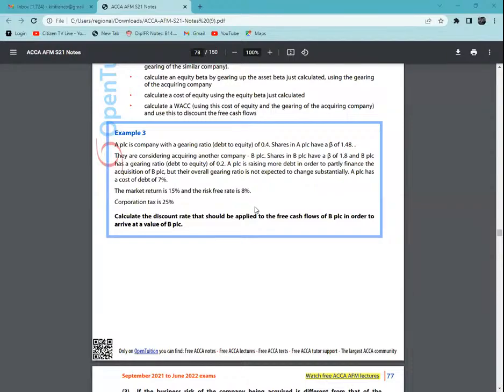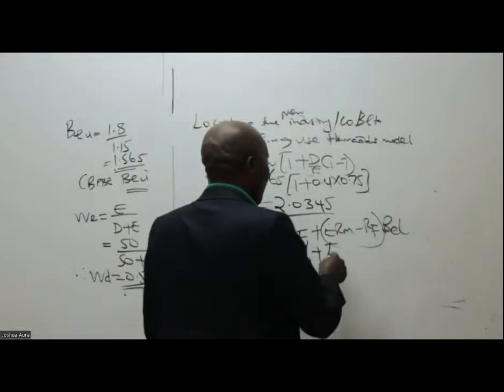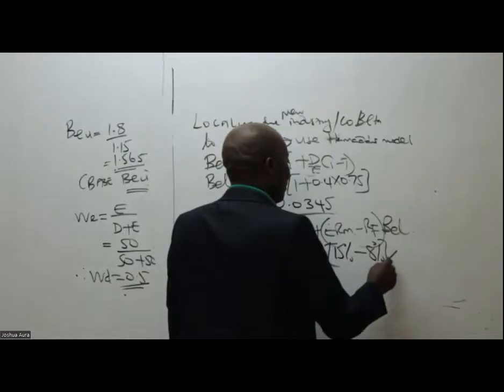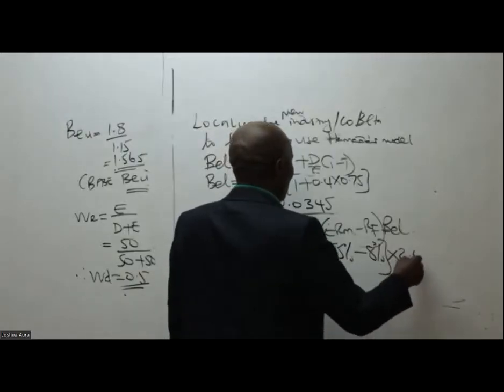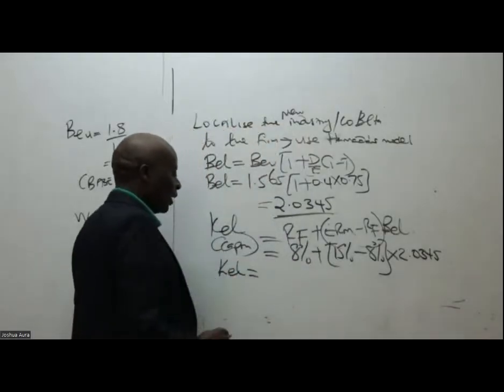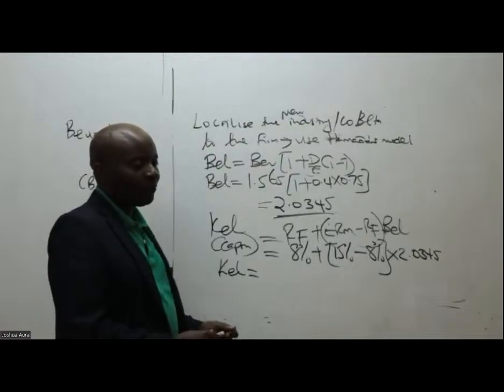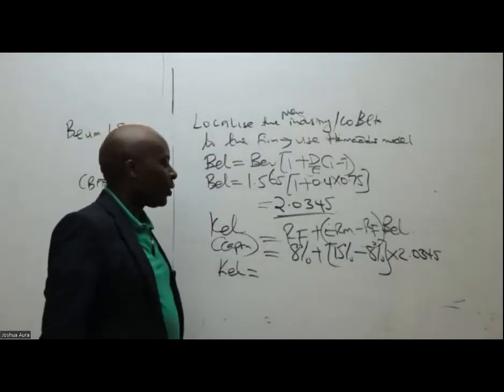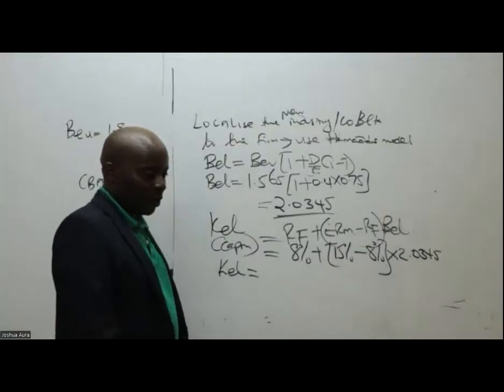Plus, are you able to see the expected return of the market? Yes. Market return here is 15%. So market return here is 15% minus risk-free, which is 8%, multiplied by the beta that we got up here, which is 2.0345, like that. Then what is our KEL? Our cost of equity of a levered firm will be equal to what? Can somebody give us this figure?